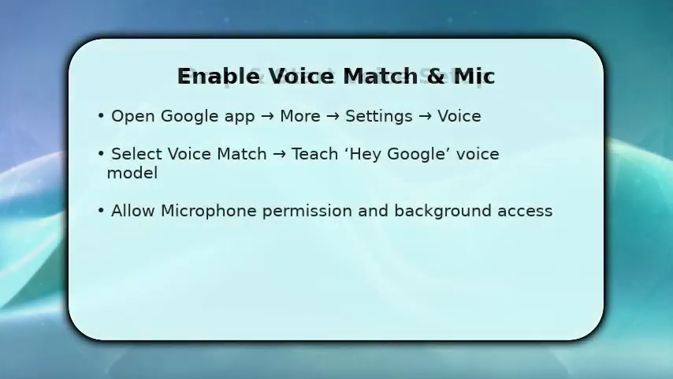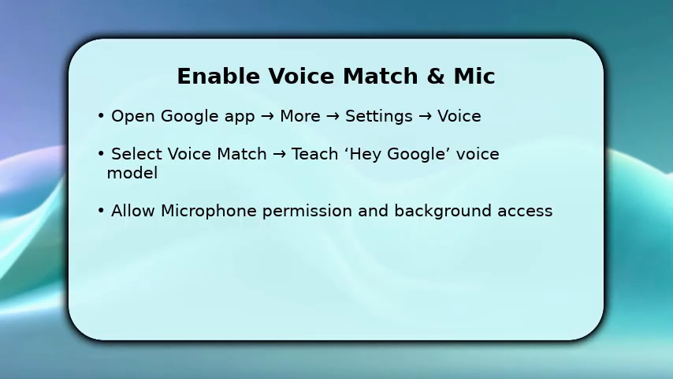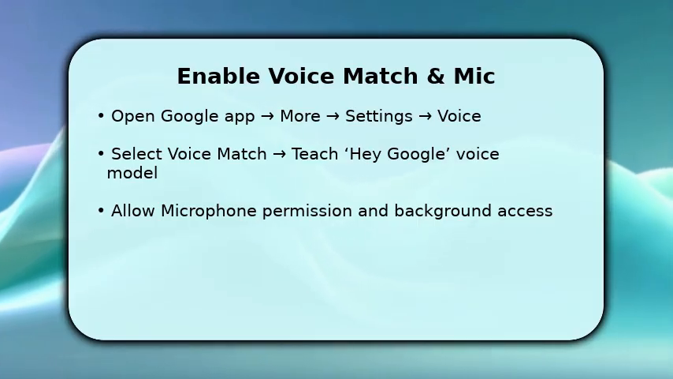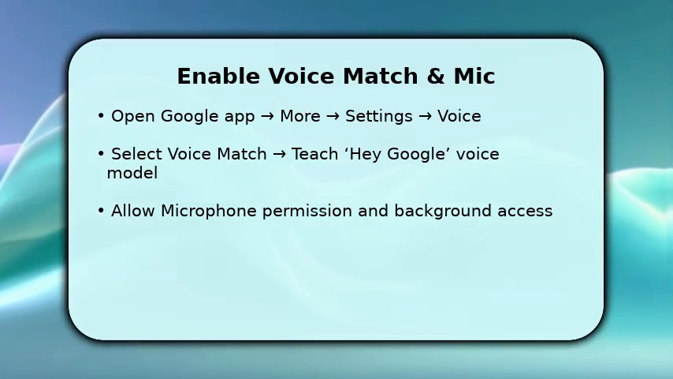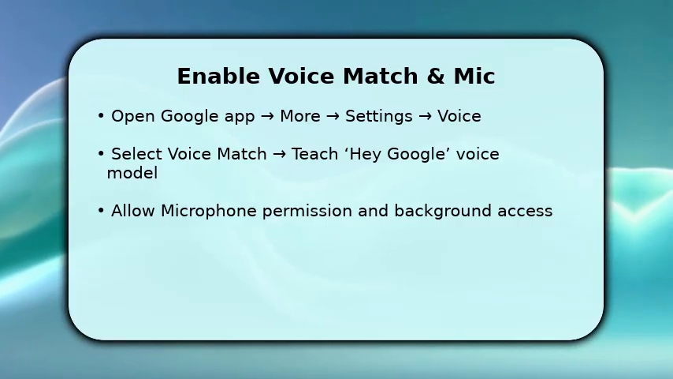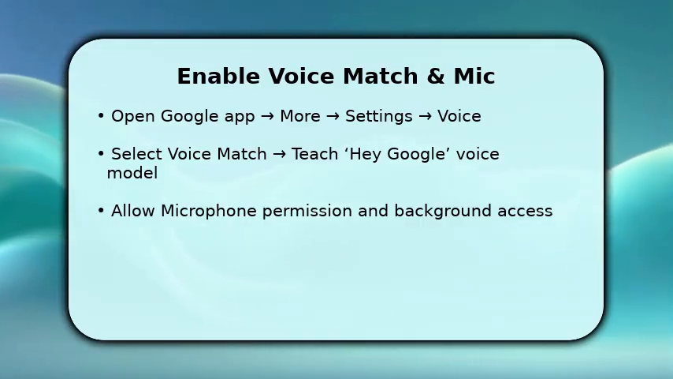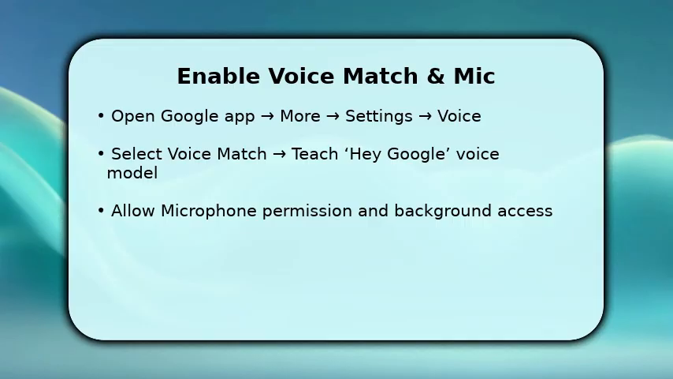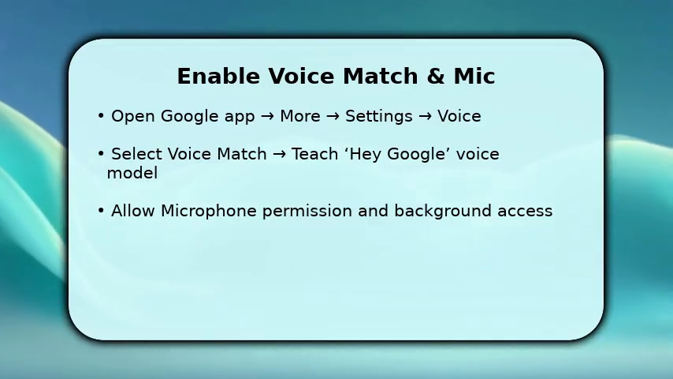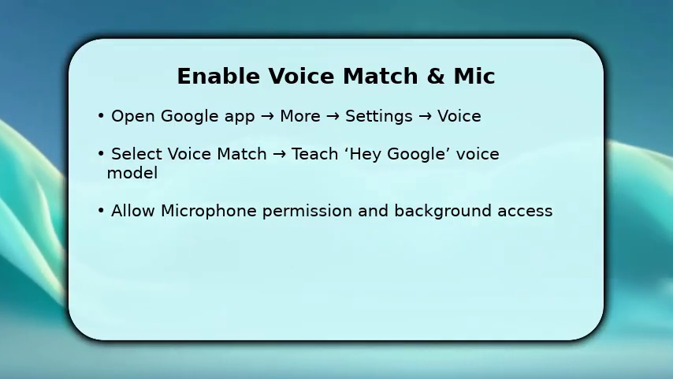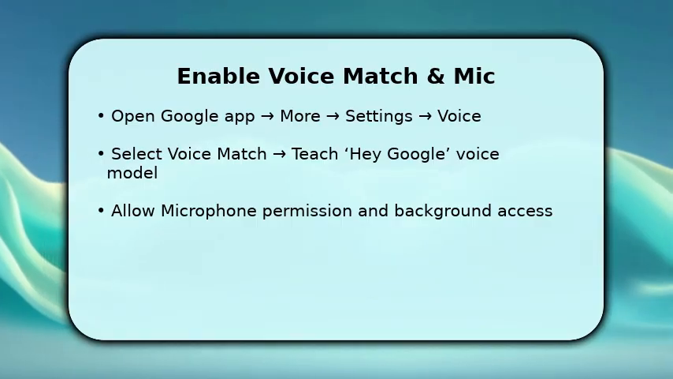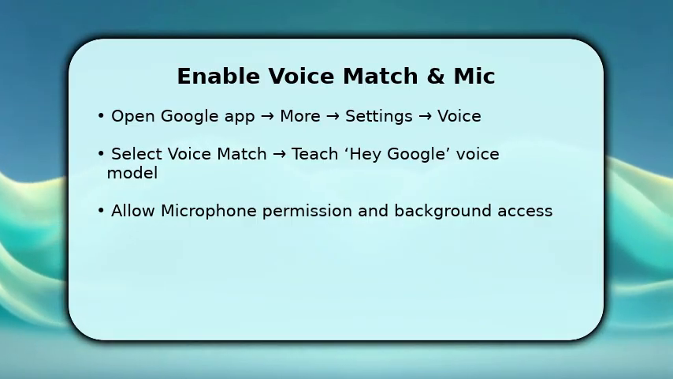Next, you enable Voice Match and microphone access so the assistant recognizes your voice. In the Google app, tap More, then Settings and Voice. Choose Voice Match and follow prompts to teach Hey Google by repeating phrases. This trains the model to your voice for accuracy. Make sure you grant microphone permission and allow background access so the assistant can listen while the screen is off. Once completed, the phone will respond hands-free because Voice Match and mic permissions are active.